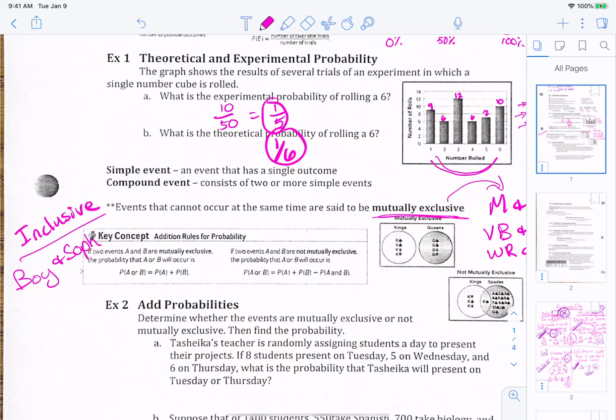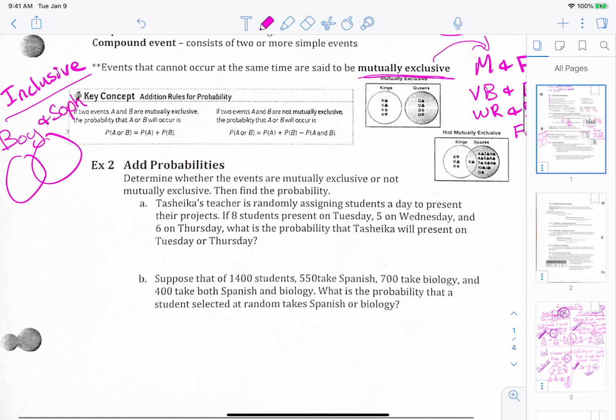Can you be a boy and a sophomore at the same time? Yes. But sophomores would include girls as well, and boys would include boys that are not sophomores. So you have to subtract out the boys that are sophomores at the same time. So you would do a Venn diagram that looks like this. So that's an example of an inclusive event. Okay, so let's talk about these two.